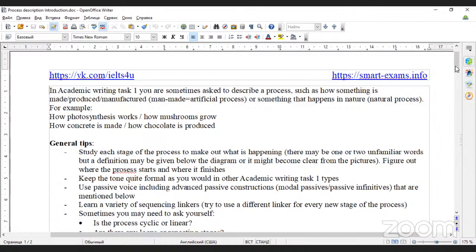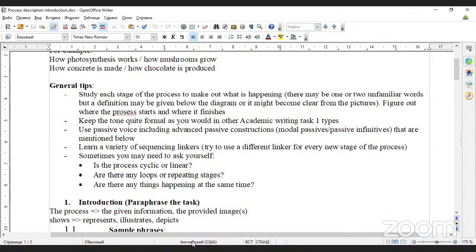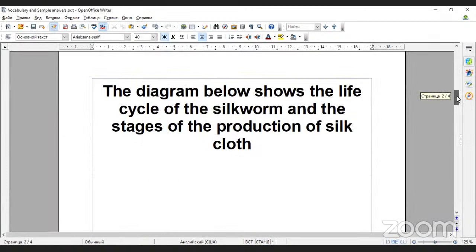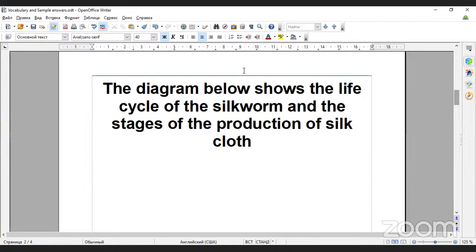And when you paraphrase the task, for example, our task today about silkworm is going to be like this. So the task is like this. The diagram below shows the life cycle of the silkworm and the stages of the production of silk cloth, and we will need to paraphrase this kind of thing.